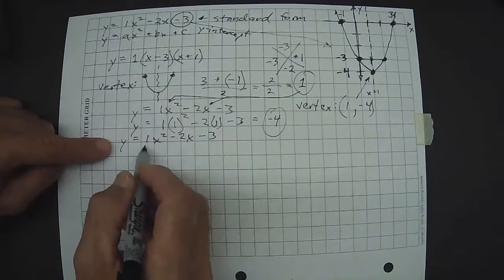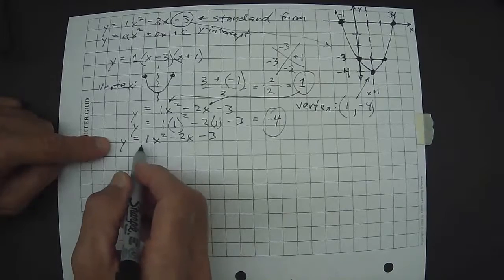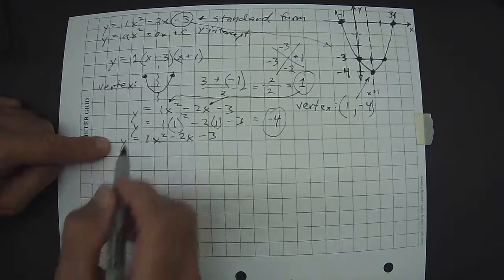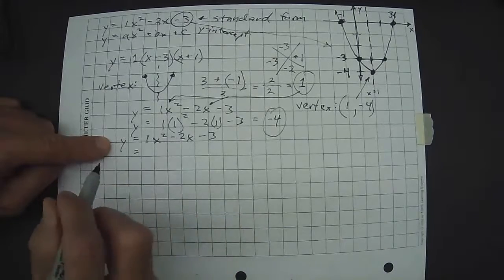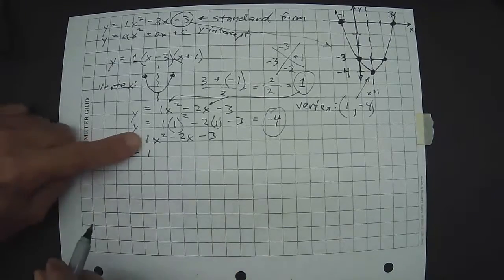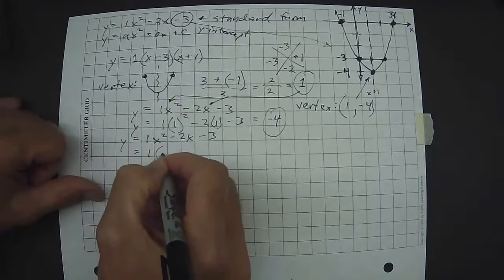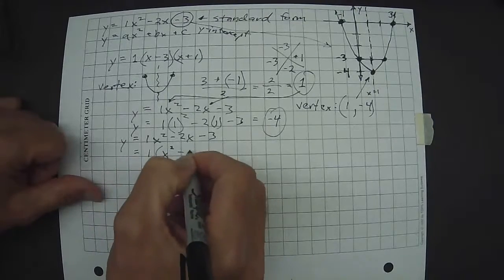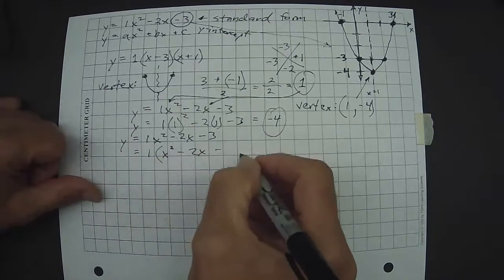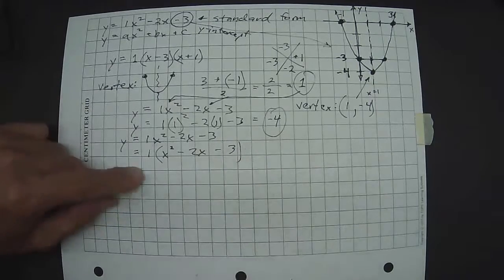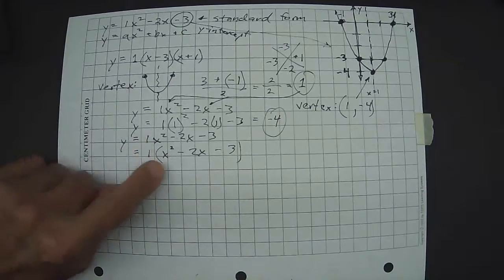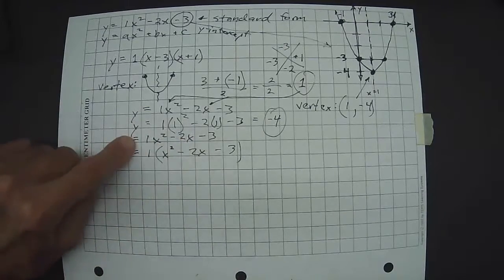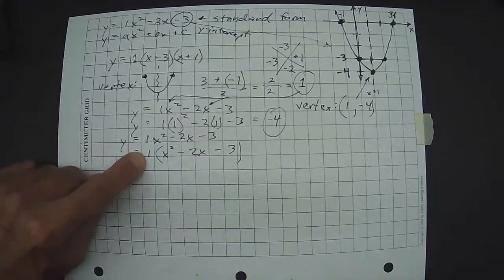So if I don't have a 1 there, I'm going to factor out that number and make it like this. So I'll write it like this just to show you. I'll put whatever that number is in front, I factor that out, and I'm going to have x squared minus 2x minus 3 inside the parentheses. So whatever the number is in front of the 1, I factor it out of all the terms and put it in front of the parentheses.